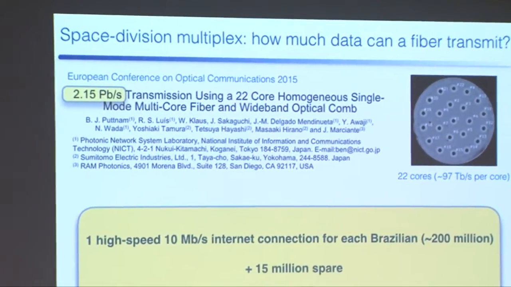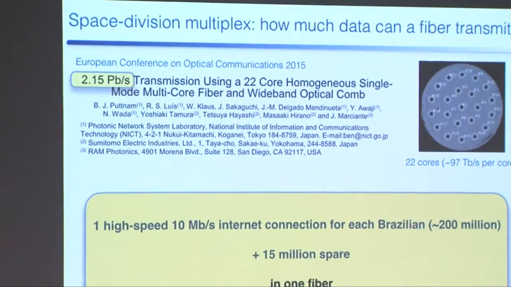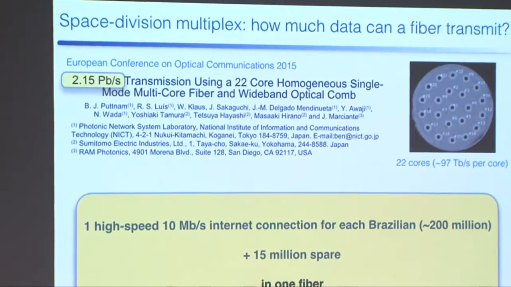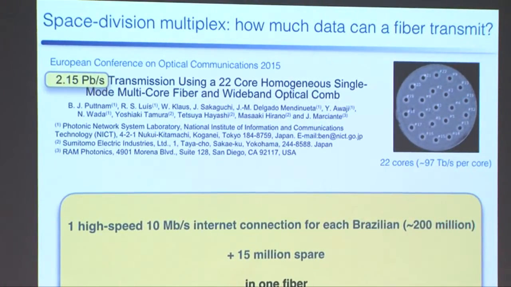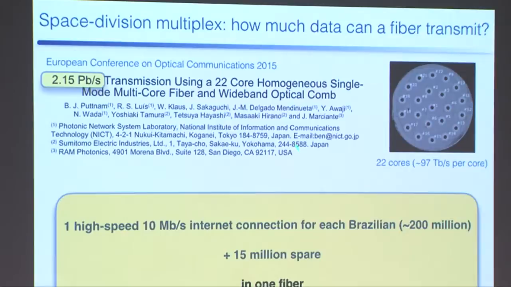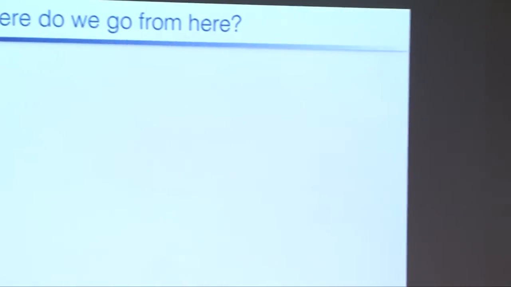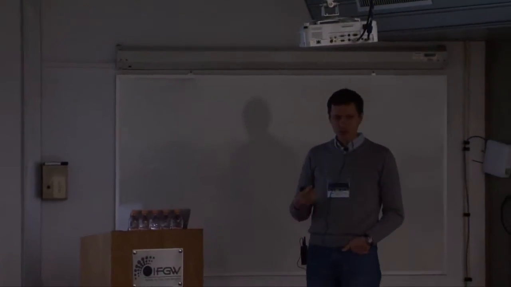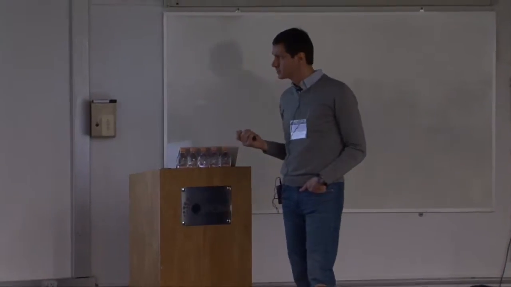Just to get an idea, let's say you were to send a more or less high speed, 10 megabits per second connection to each Brazilian, you would do that with one single fiber and still have 15 million spare. So that's how this has evolved. I mean, this has reached numbers that are pretty much the limit in terms of what a fiber can transmit. And what I want to talk about is where do we go from here, right? So you have the systems that are huge, rack size systems, transmitting a lot of information, and what is the future of that? And so to understand the future, let's look at the past.